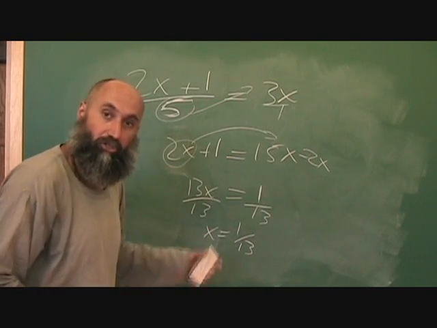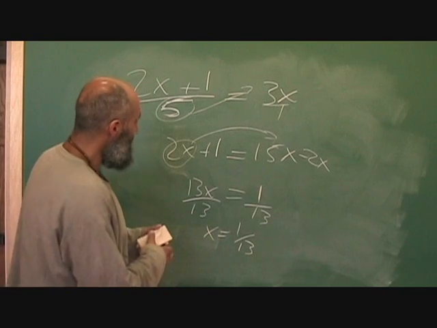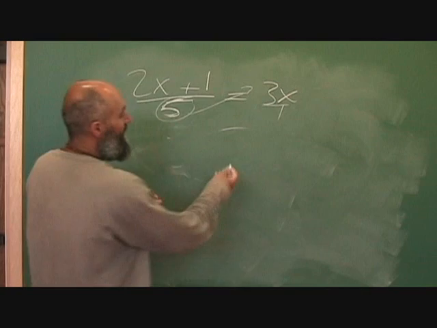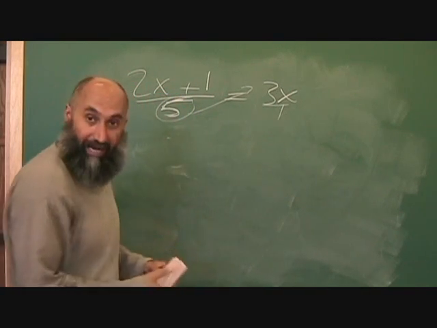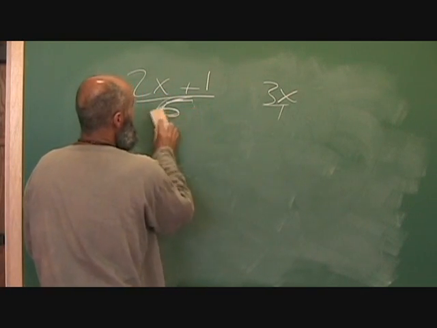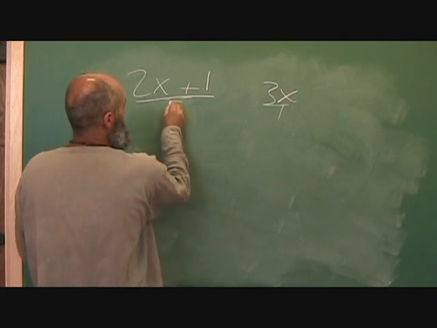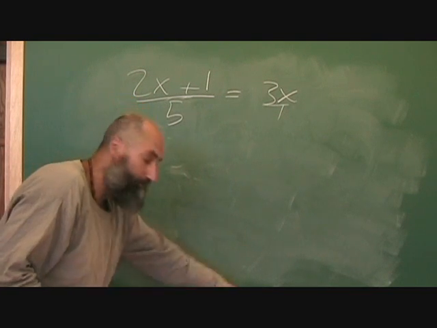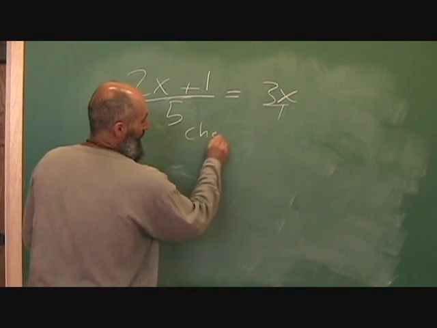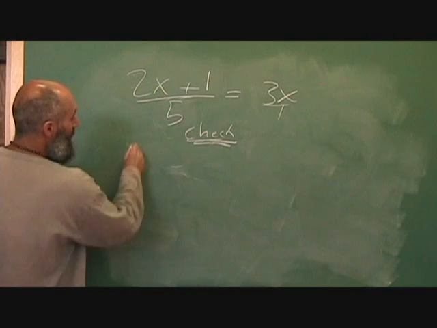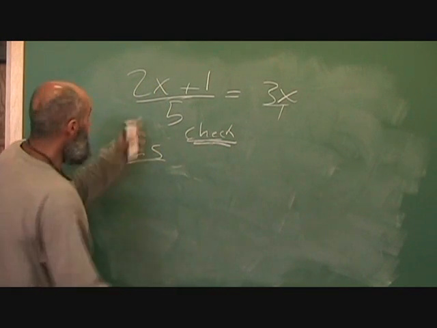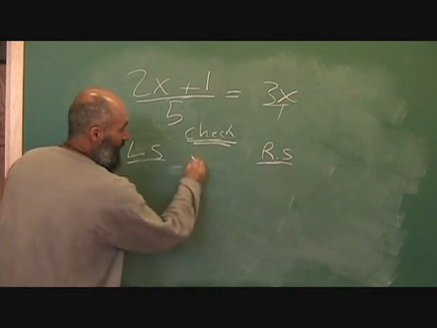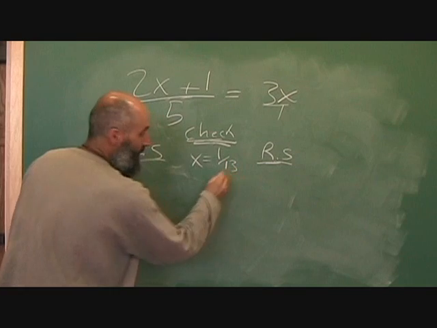If they asked you to check this solution, let's erase this part. So x is equal to 1 over 13, that's our solution. And if they ask you to check this equation, you would go back to the original, or after you've done the work, the work would be here, and then below here, you would go check, right? You would go left-hand side of the equation is this, the right-hand side of the equation is this, and we're checking for x equals 1 over 13.